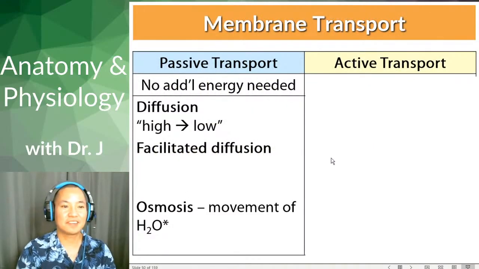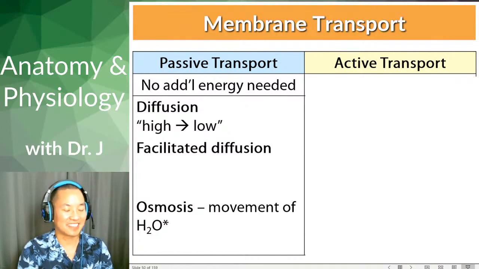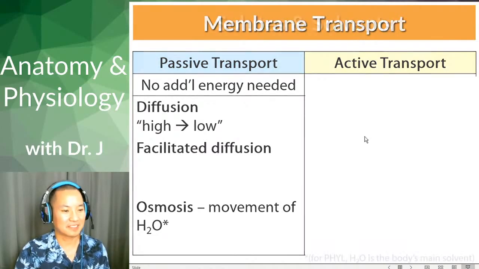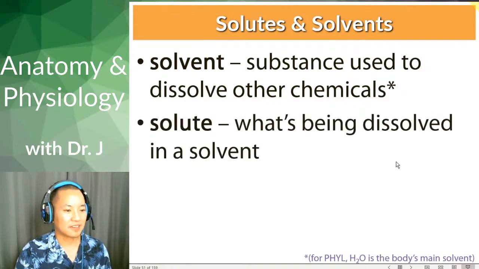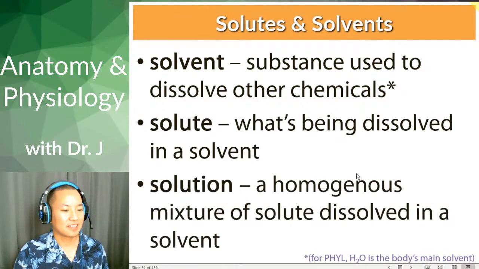Okay, so let's get to osmosis. Very, very important concept. This is one of the big hurdles, not only in general biology. It's hard to get at first, but once you get over this hurdle, it really makes sense. So, solutes and solvents. Remember, we did cover this in previous lectures. A solvent is a substance used to dissolve other chemicals. Solutes are what is being dissolved in the solvent. A solution is a mixture of a solute dissolved in the solvent.